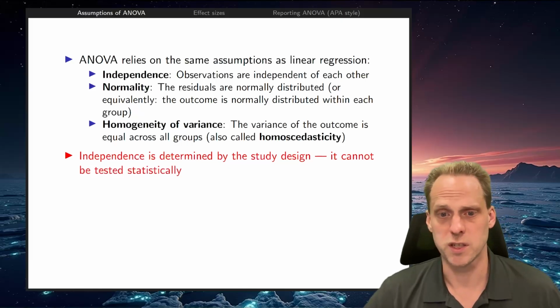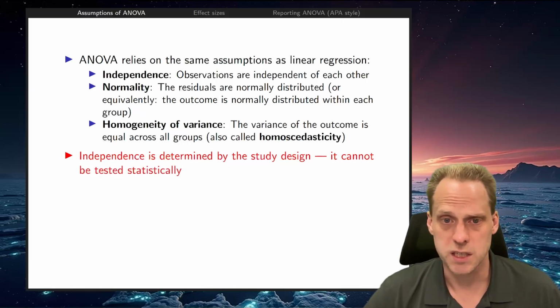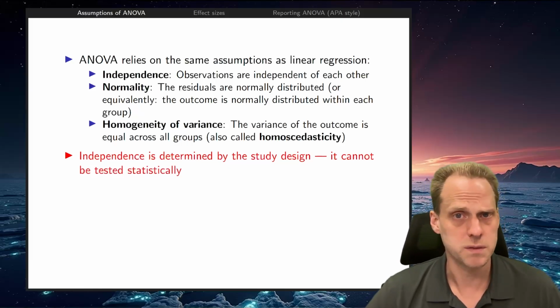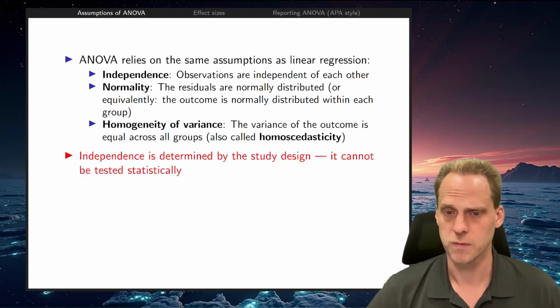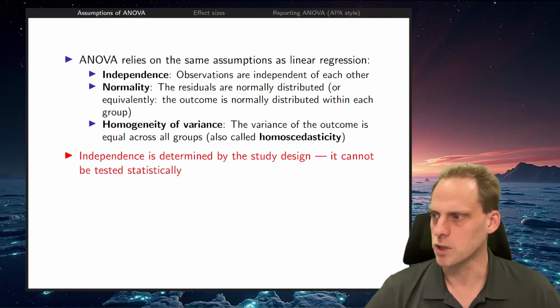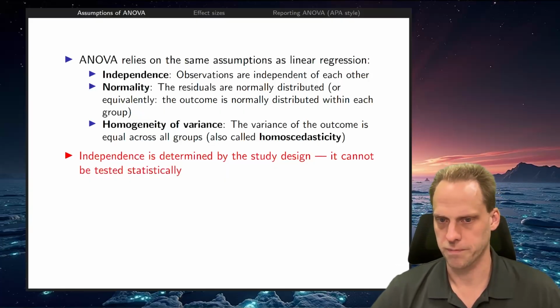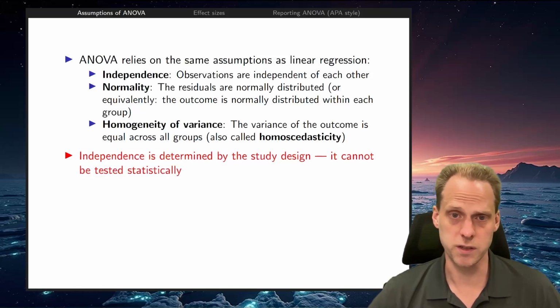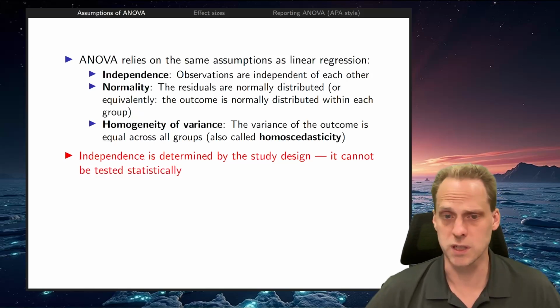Independence is determined by the study design. You cannot test it statistically. You just have to think about this: is it reasonable or not? There are some things you can do. You can test for autocorrelation, but there are so many ways in which you can violate independence that there's no one way to actually assess that.